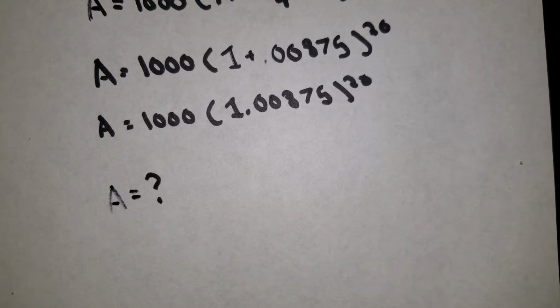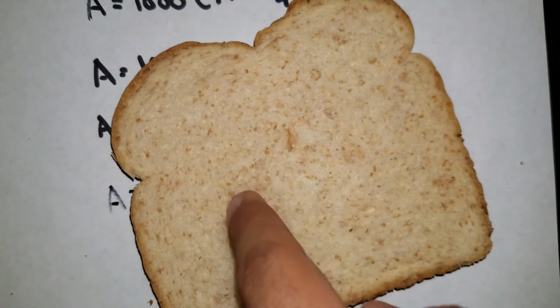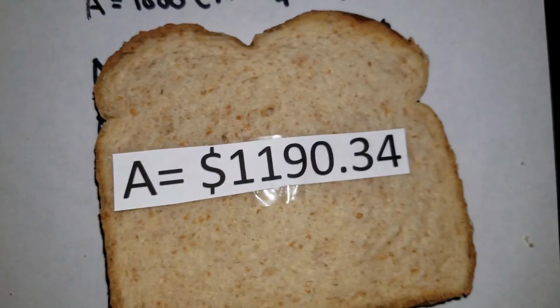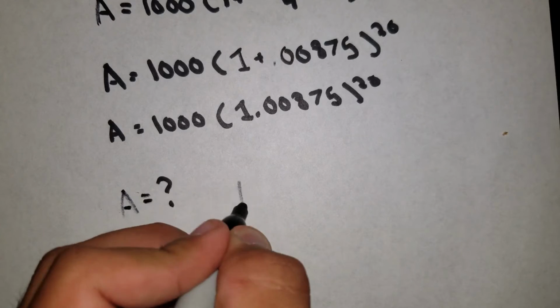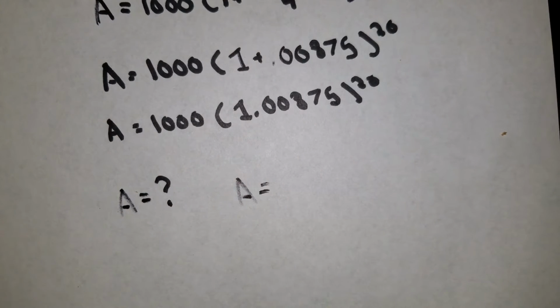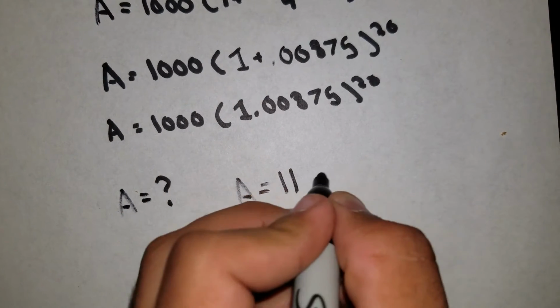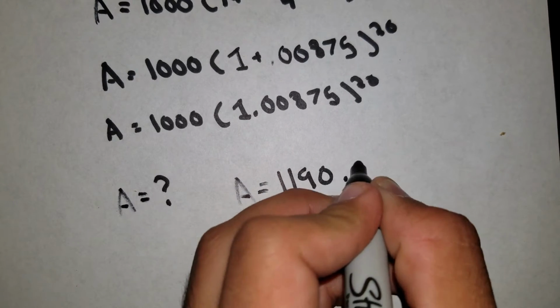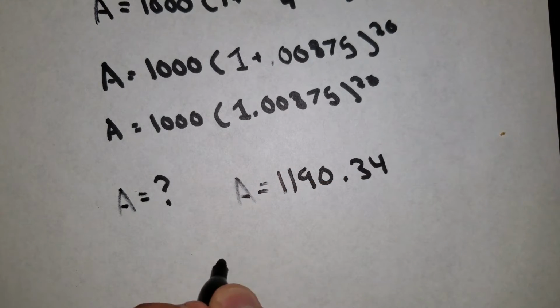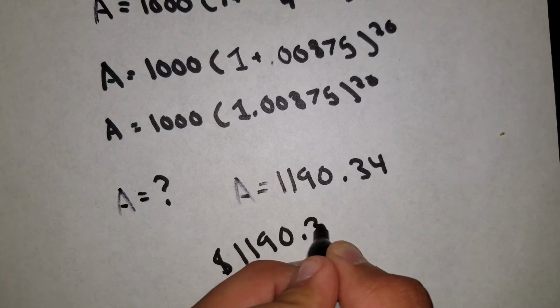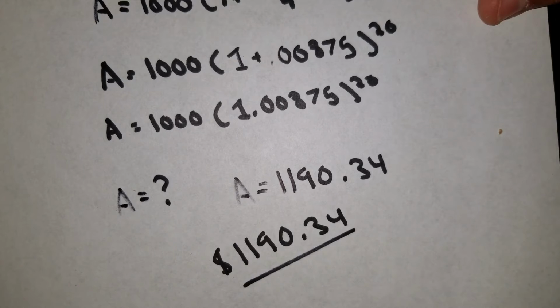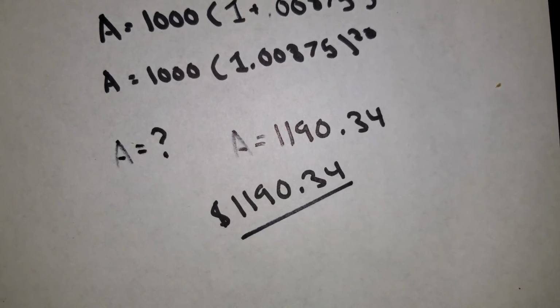So now what is A equal to? Now we can plug 1,000 times 1.00875 to the power of 20 into the calculator. Let me see. And that's equal to $1,190.34. So that is going to be our answer. Of course, since we're finding dollars, we just have to put the dollar sign. And that is going to be the amount of money she got after her 5 years of compounding quarterly for her interest.